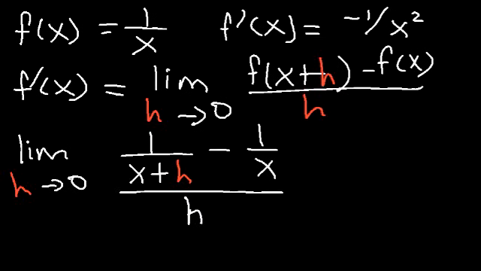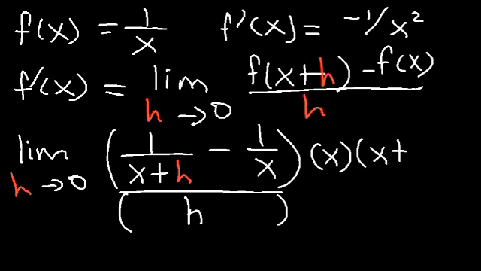So we have a complex fraction. In a situation like this, what's the first thing that you think we should do? What I would do is try to clear away the fractions on top. To do that, I'm going to multiply the top and the bottom by the common denominator, which is x times x plus h.